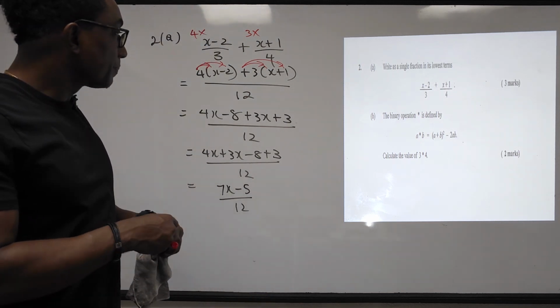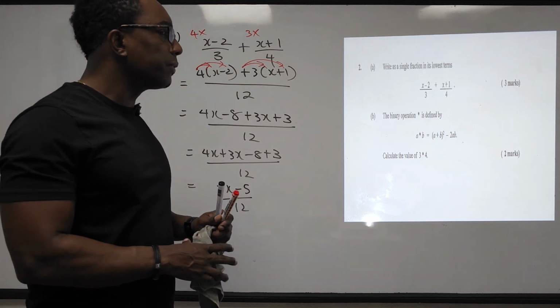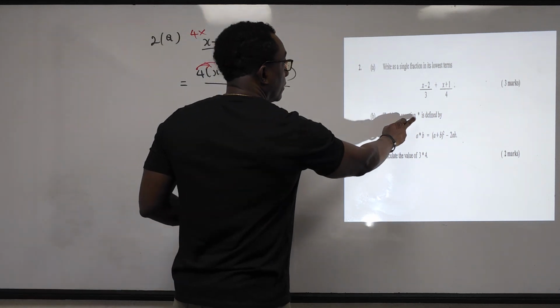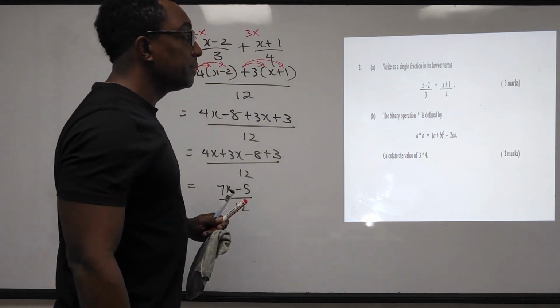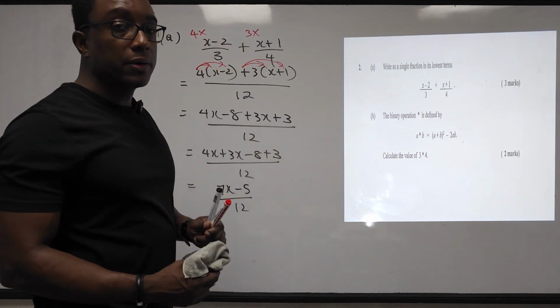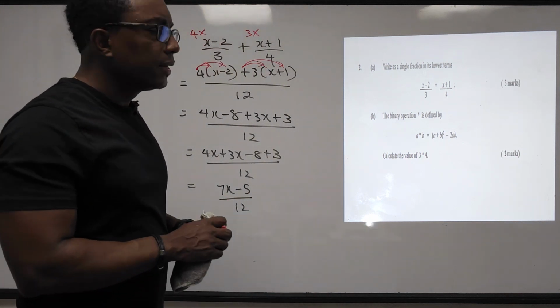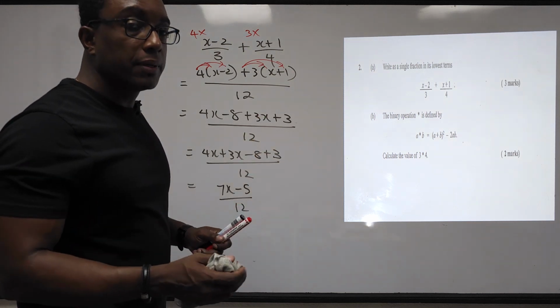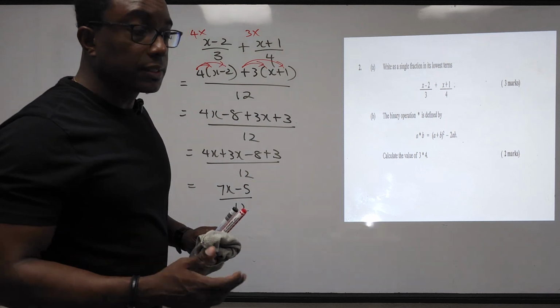Let's look at B. So B deals with what we call binary operations. So this symbol here, which is stated, and that symbol we see between A and B, is known as a binary operation, which is some symbol that links two numbers or variables to help us to achieve some result.